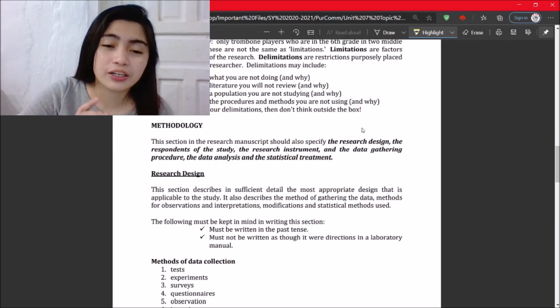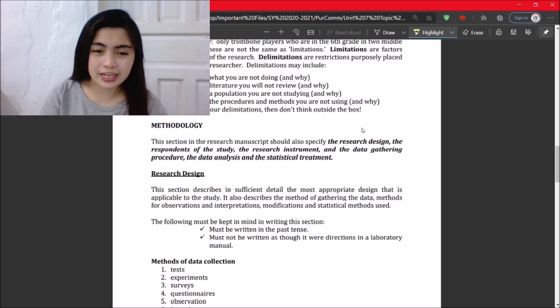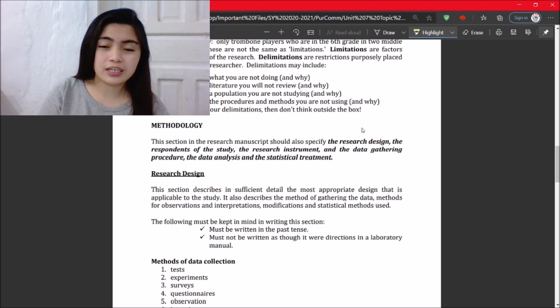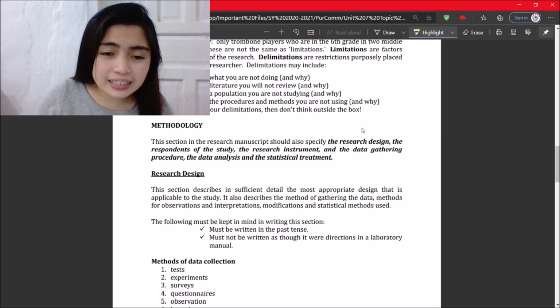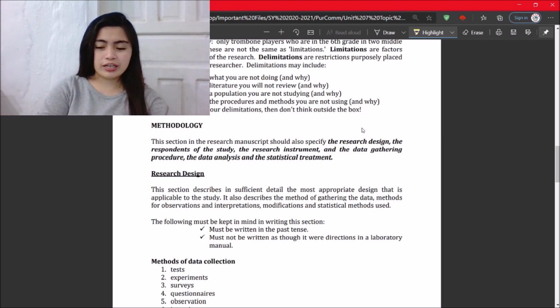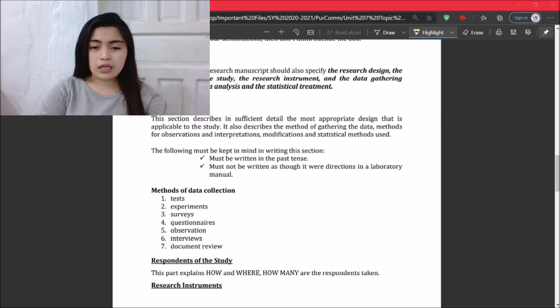Methodology, this section in the research manuscript should also specify the research design, respondents of the study, research instruments, data gathering procedure, and data analysis statistical treatment. So we have first the research design. So this section describes in sufficient detail the most appropriate design that is applicable to the study. So let us take a look at our methodology.